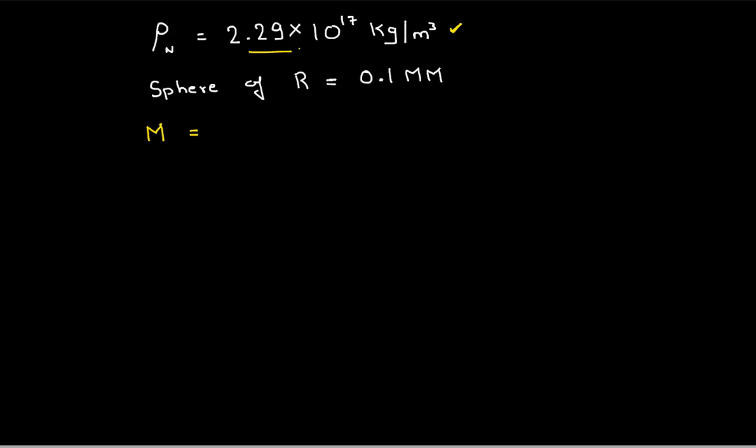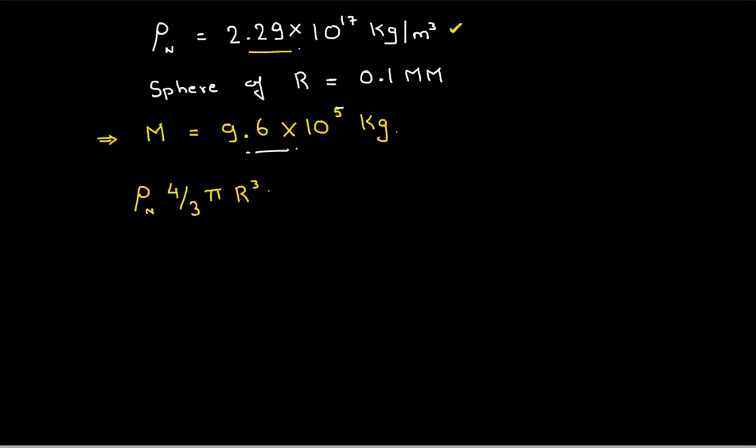Okay, it is 9.6 into 10 raised to power 5 kg. Got it? You have to multiply density with 4/3 pi r cube like that. And you will get 1 million kgs, which is extremely large. So you can understand the kind of density we are talking about inside the nucleus.